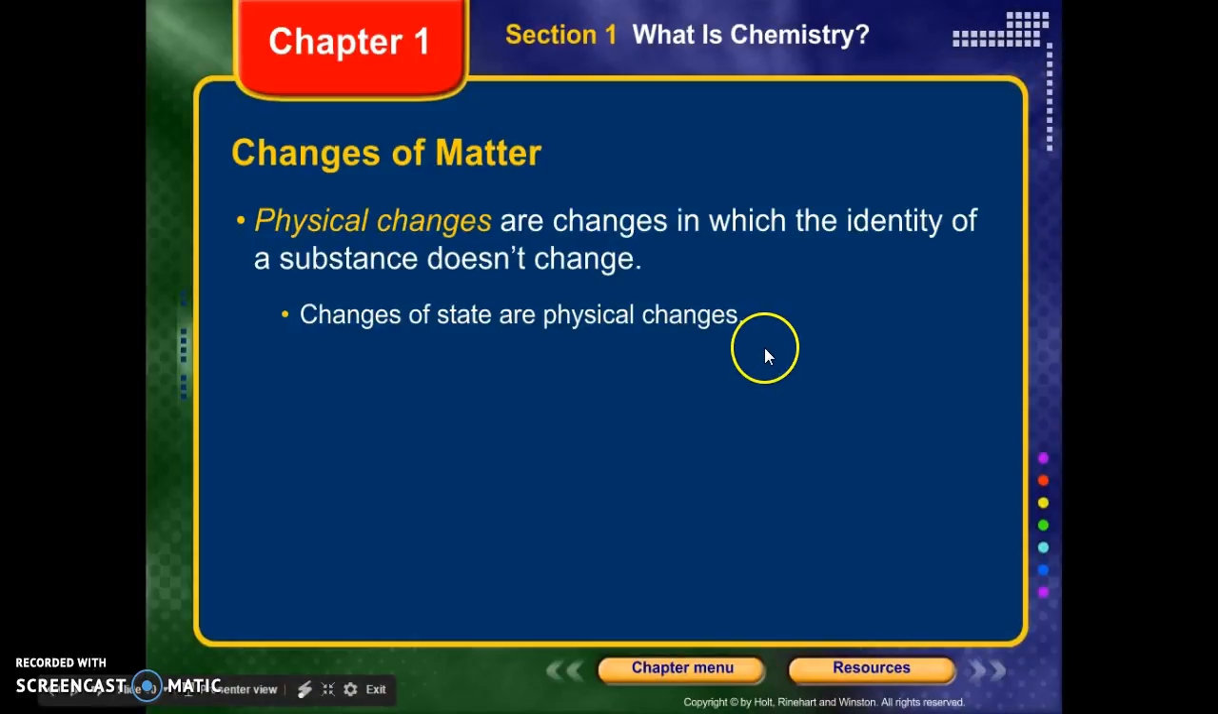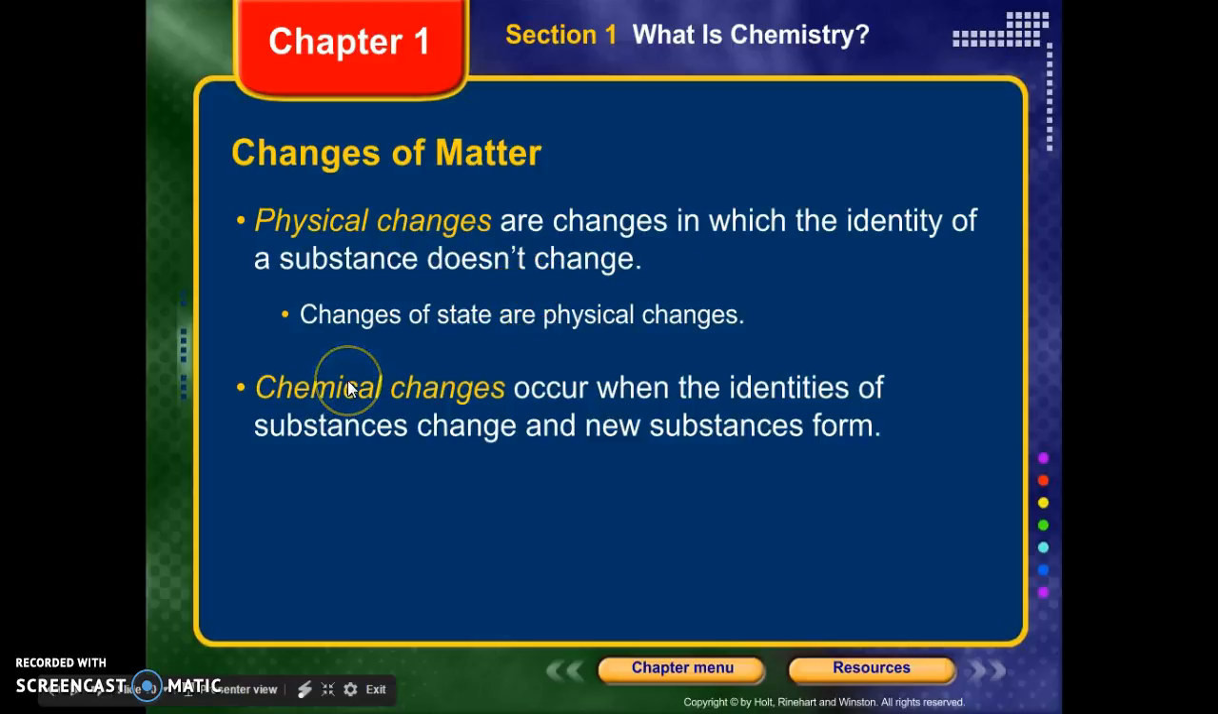Now, physical changes are things like when you paint a wall or you cut something in half. Changes of state are also physical changes. So if I melt an ice cube, that's a physical change because the identity of the substance doesn't change. On the other hand, a chemical change occurs when different elements or molecules combine to form new substances.